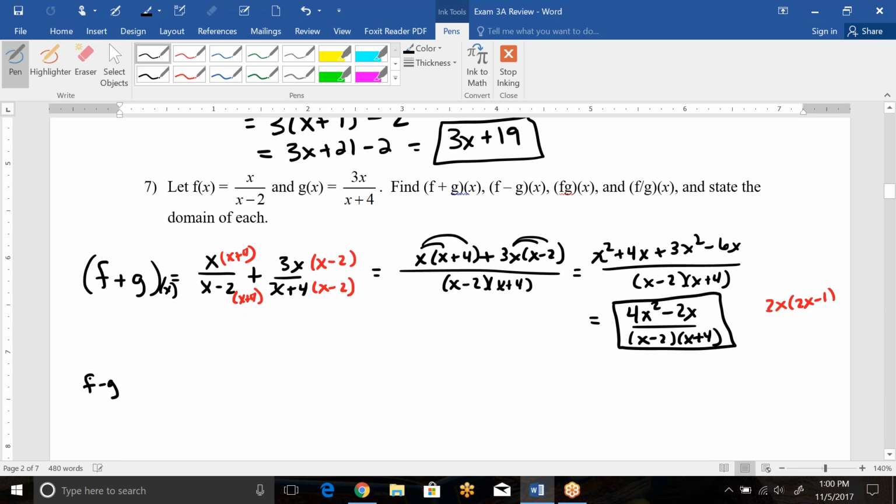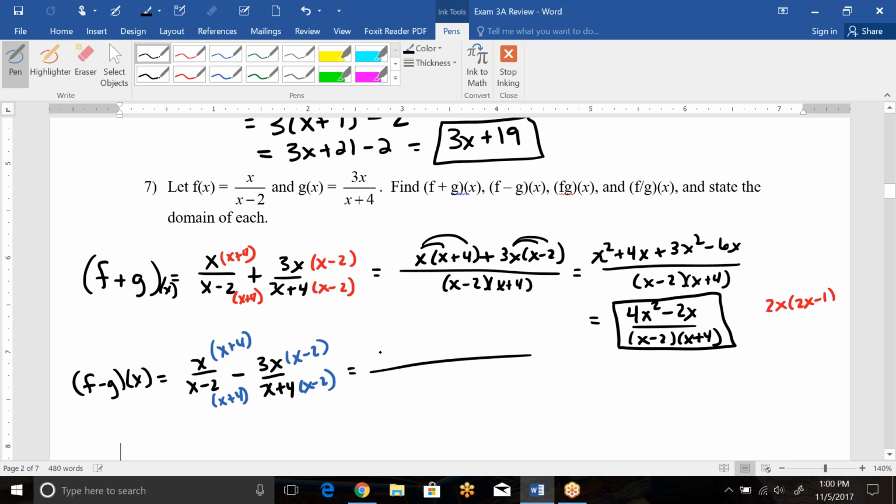So now we want to do f minus g of x. So it's the same situation except we're going to be subtracting. Where this one usually gets people in trouble is that they won't distribute the negative sign correctly when they do the common denominator. So again, we're multiplying this one by the x plus 4 and this one by the x minus 2 to get that common denominator. So this is x times x plus 4 minus 3x times x minus 2 all over the x minus 2, x plus 4.